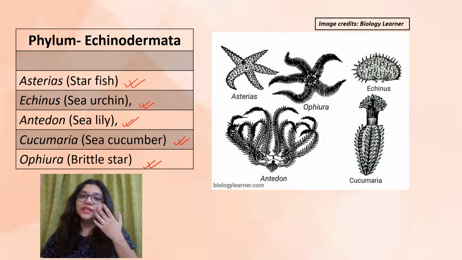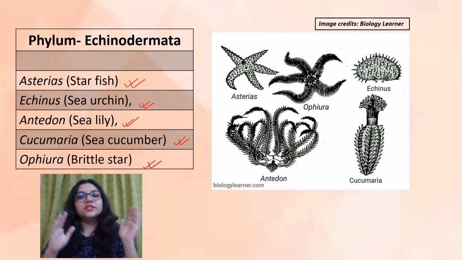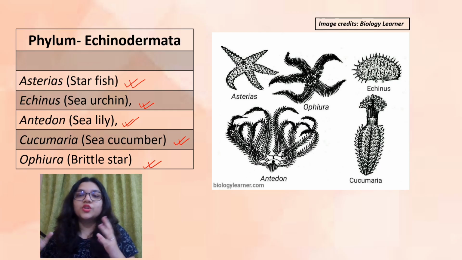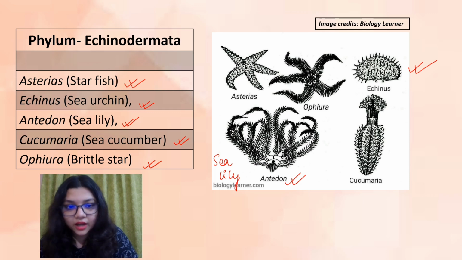Okay, so what are the examples? Once again, you can look into the images and then remember. Asterias, that is your starfish. Echinus, which is your sea urchin, this one. Then you have your Antedon, sea lily. See, just like the flower it's looking, right? So we call it a sea lily. And then you have Cucumaria. Cucumaria is the sea cucumber and Ophiura is the brittle star.